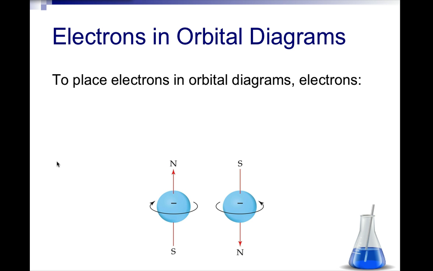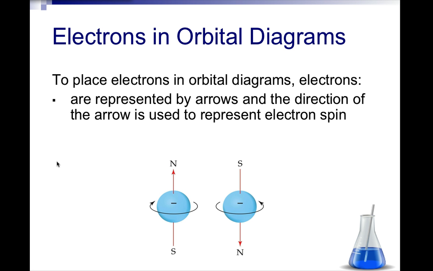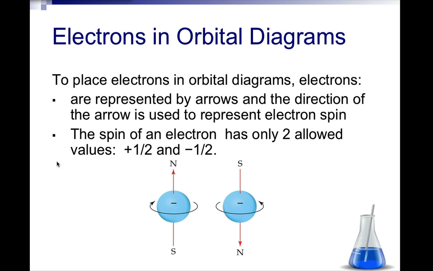To place electrons in orbital diagrams, electrons are represented by arrows, and the direction of the arrow is used to represent the electron spin. The spin of an electron has only two allowed values, either plus one half or minus one half. We're going to look at them in regards to just arrows, one pointing up, as shown here, and one pointing down.